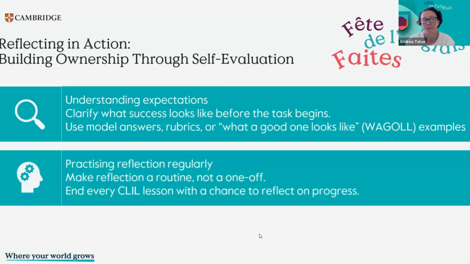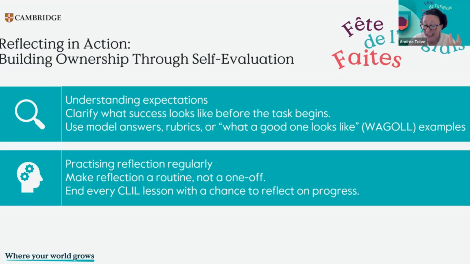And the second one, practicing reflection regularly. Make reflection a routine, not just a one-off. End every CLIL lesson with a chance to reflect on progress. Reflection isn't just for the end of a term or the end of a project. It needs to happen little and often for it to become meaningful. We know if we just do it very sporadically in our lessons, it won't carry so much meaning. Little and often. And if learners expect to reflect, they're more likely to engage with it.